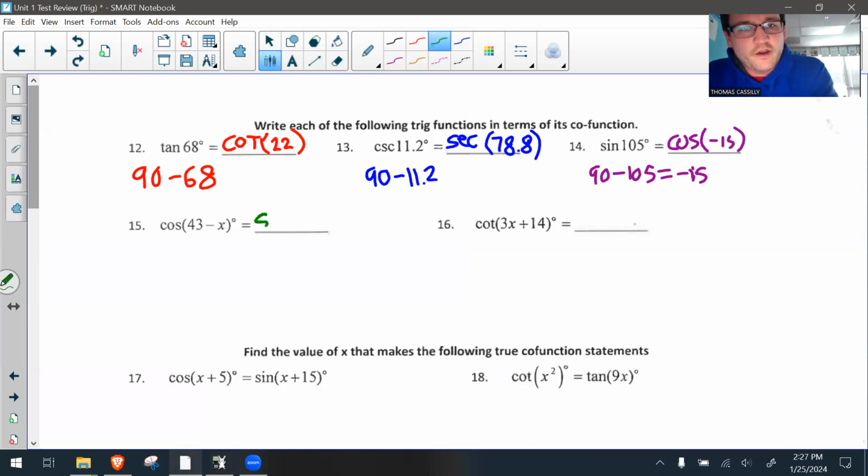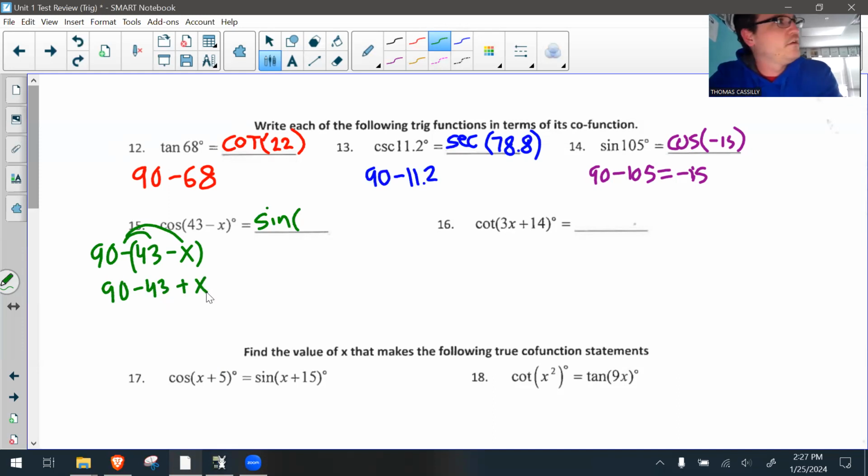Cosine matches up with the sine. So I already know it's going to be the sine of something. This one's slightly different. It's not a number now, it's an expression. So still same rules apply. 90 minus whatever's on the inside of those parentheses. So we have 43 minus x. Right? And then make sure you put it in parentheses. I almost forgot there because that negative sign does need to be distributed. So this turns into 90 minus 43 plus x.